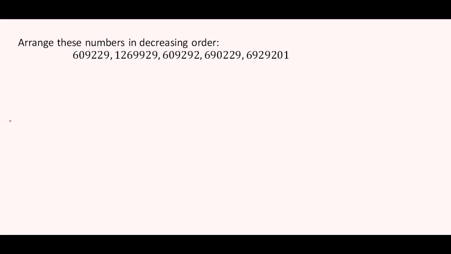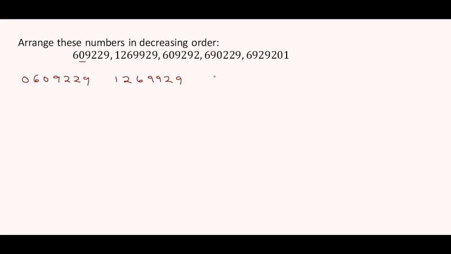Now this is going to be a bit more interesting because we have 6 digits here, 7 digits here, 6 here, 6 here, and then 7 here. So what we're going to do is, for all the 6-digit numbers, put a 0 to the left. So 6, 0, 9, 2, 2, 9. 6 digits, I'm going to put a 0 right here. Then 1, 2, 6, 9, 9, 2, 9.